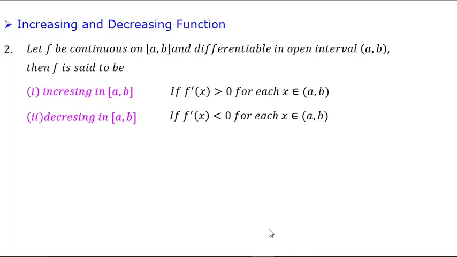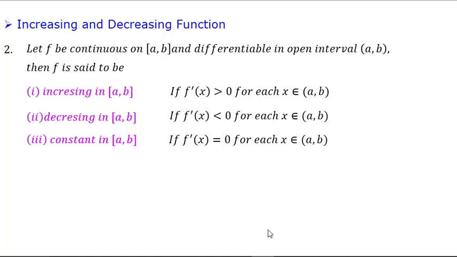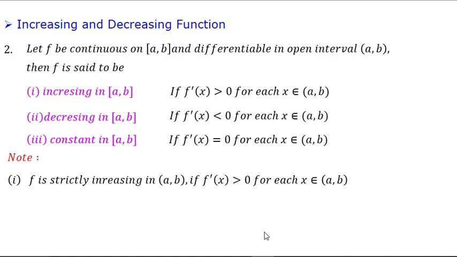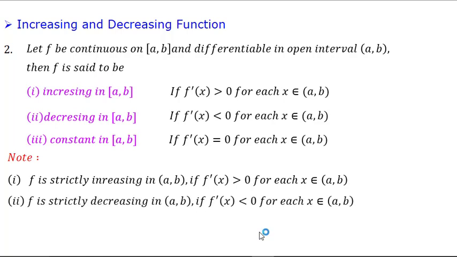We differentiate the function, and if the value of the derivative is greater than 0 for each value of x, then it is an increasing function, and if its value is less than 0, then it is a decreasing function. It may be a constant function also in (a, b). For that, f dash x will be 0 for all x belonging to (a, b). Now f is strictly increasing in (a, b) if f dash x is greater than 0 for each x belonging to (a, b), and it is strictly decreasing in (a, b) if f dash x is less than 0 for each x belonging to (a, b).